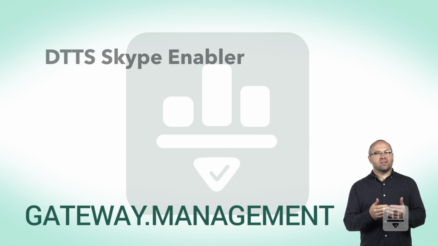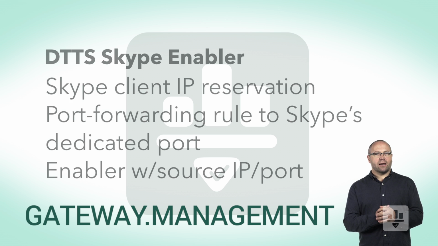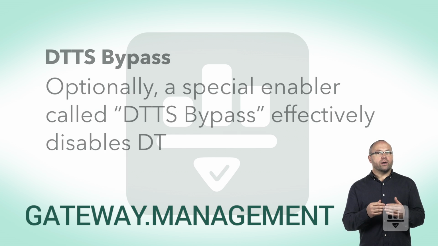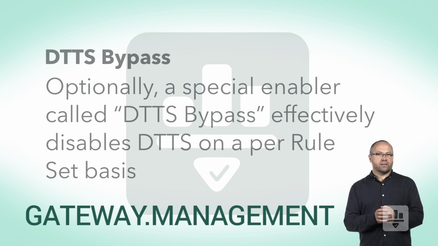But in the case of something like Skype as a special application, specific steps are outlined in your documentation as it should be enabled by an IP reservation, next, a port forwarding rule that uses the Skype app's static source port, and finally, an enabler that references the same port usage. And as a last resort, DTTS can also be bypassed on a rule set by rule set basis.